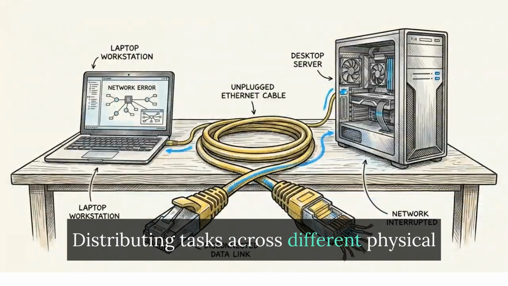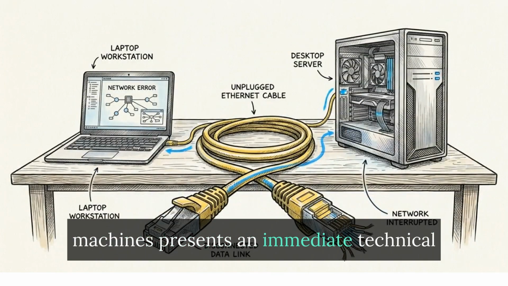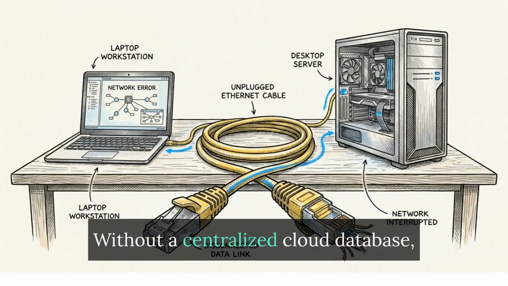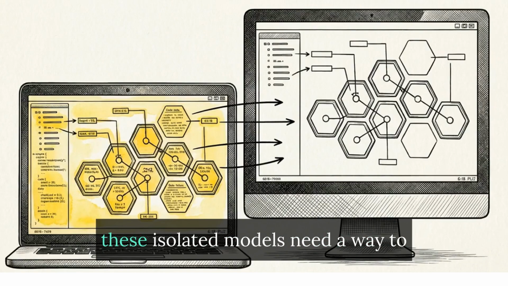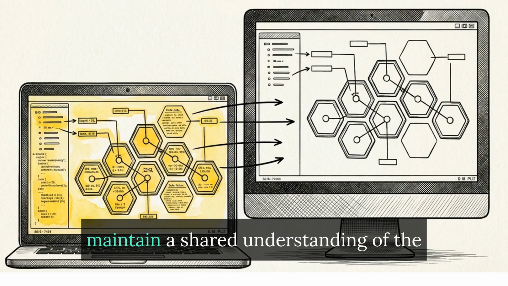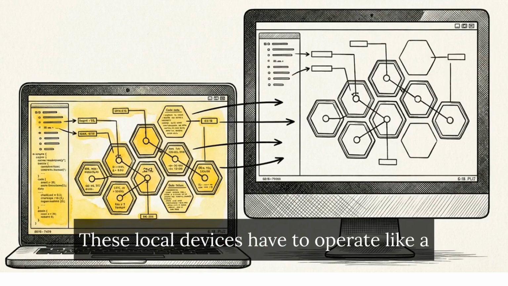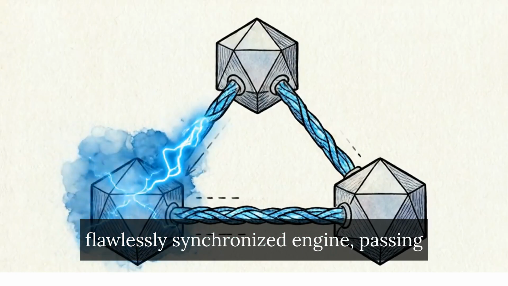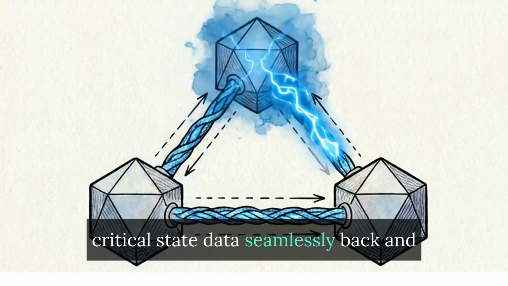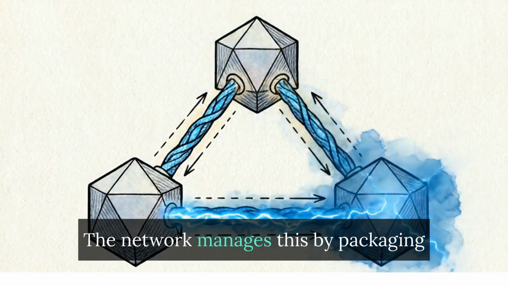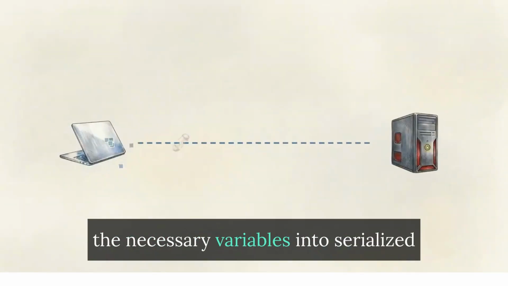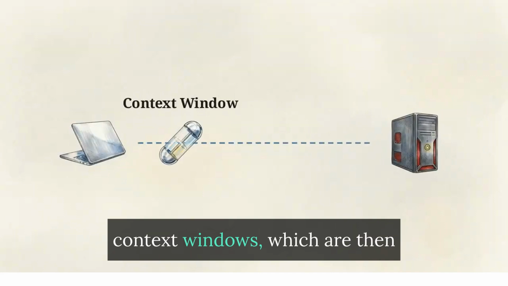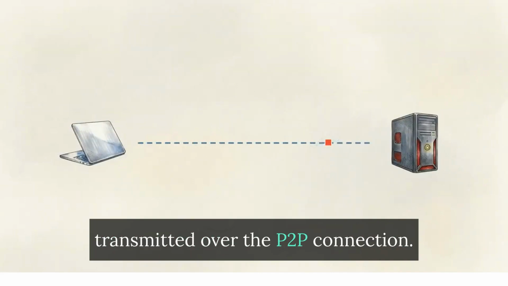Distributing tasks across different physical machines presents an immediate technical hurdle. Without a centralized cloud database, these isolated models need a way to maintain a shared understanding of the case. These local devices have to operate like a flawlessly synchronized engine, passing critical state data seamlessly back and forth. The network manages this by packaging the necessary variables into serialized context windows, which are then transmitted over the P2P connection.